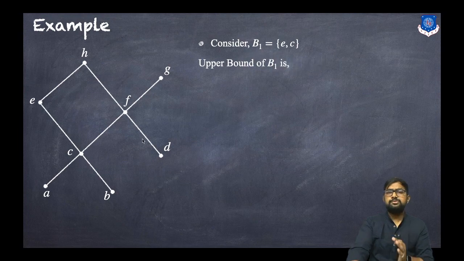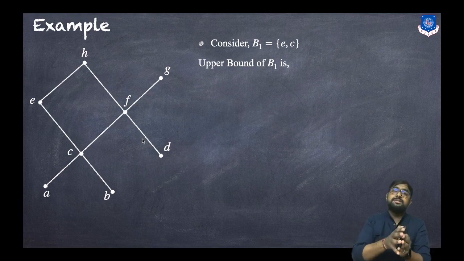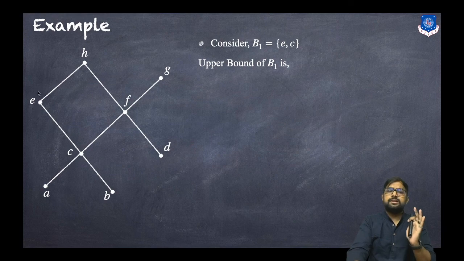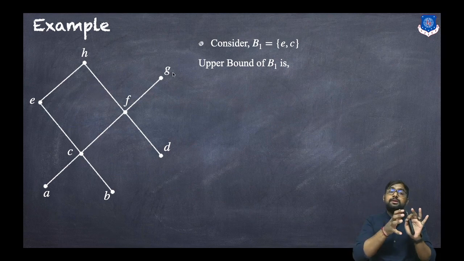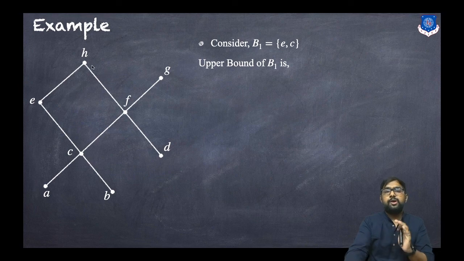For upper bounds, just remember this thing: there has to be a relation from this given set to the upper points. So just consider E and C. What are the upper points? Just by looking at this Hasse diagram, H, F and G are in the upper position to this given set. So H, F and G are the upper points. Now we will decide whether they are upper bounds or not.